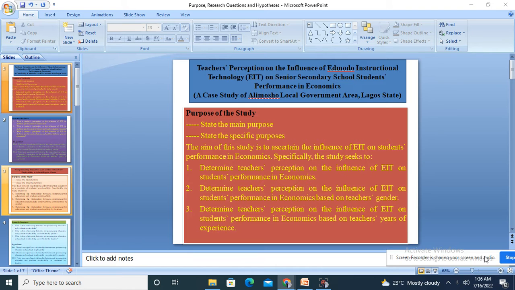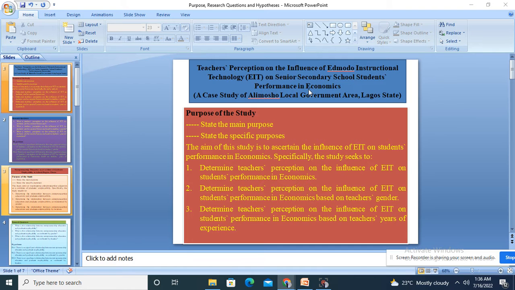In an undergraduate study, for instance, you frame a topic like teachers' perception on the influence of Edumodu instructional technology, that is EIT, on senior secondary school student performance in economics. Now, in bracket, a case study of Alimosho local government area, Lagos State. Your area of the study is Alimosho local government area.